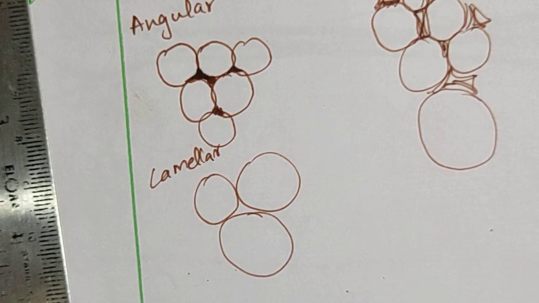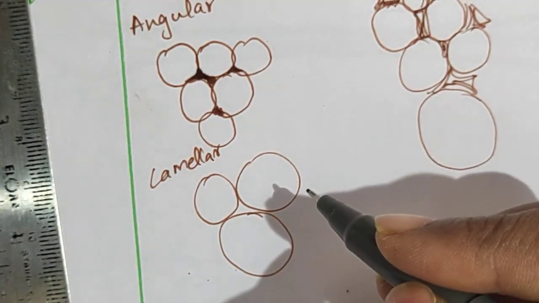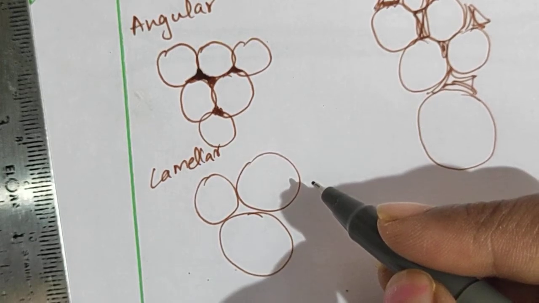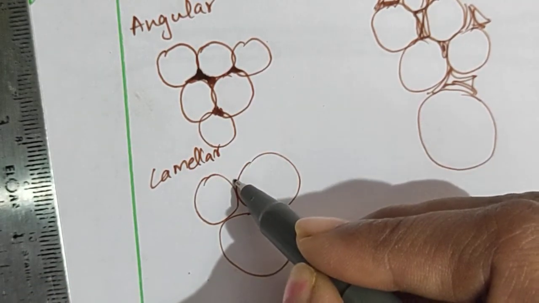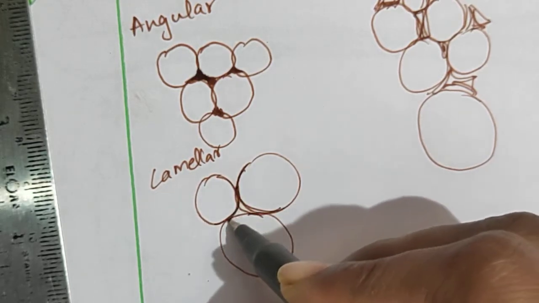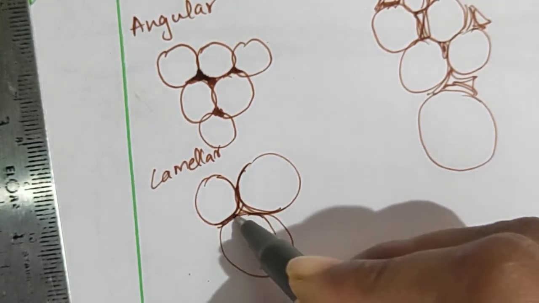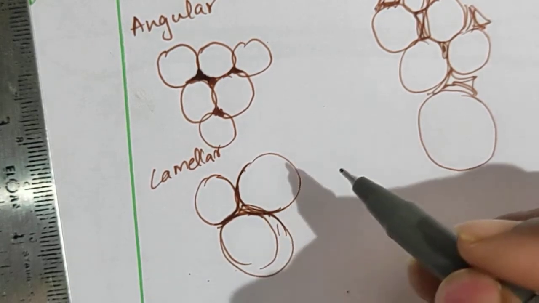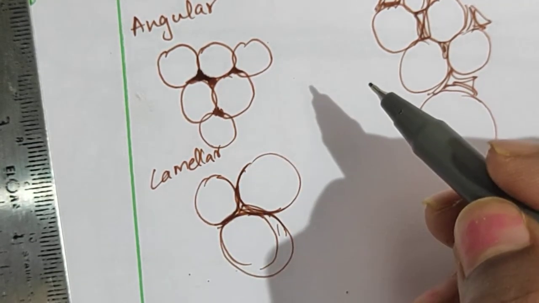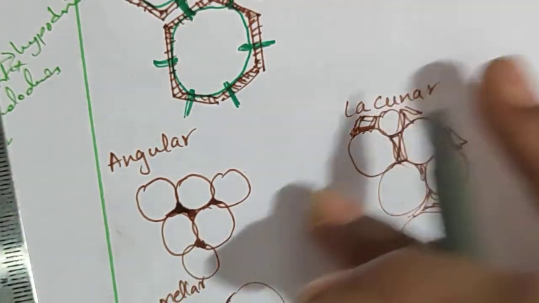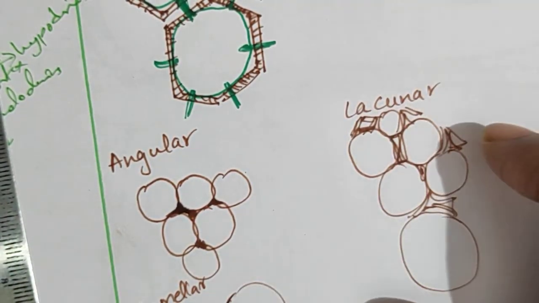In case of lamellar, we can see the thickening on the tangential walls. Here they are like plate-like thickenings. Uniformly, the cells are being thickened on the tangential walls in case of lamellar. In this fashion, the collenchyma has been divided into angular, lacunar and lamellar depending upon the thickening.